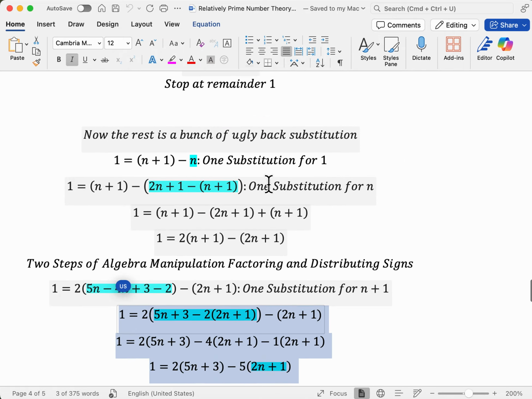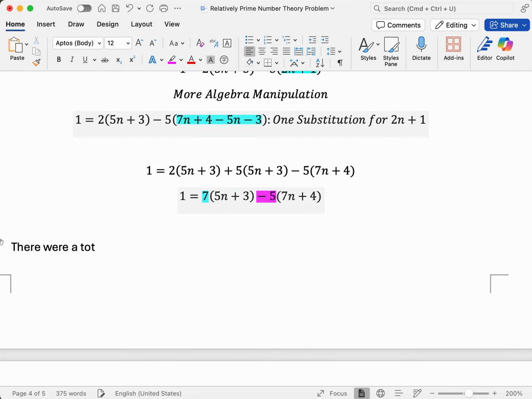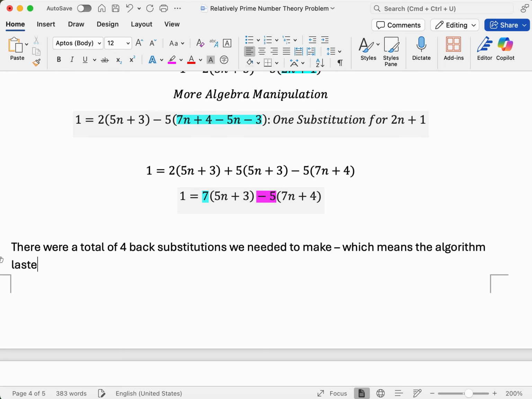So in total, there were 4 back substitutions we needed to make, which means the algorithm lasted for 4 steps. And if you're an expert with algorithm complexity, you can try to deduce what kind of time complexity that is equivalent to. But I'm not an expert at that at all, and I'll just leave it at that for today. But yes, that is where the 7 and the -5 comes from.